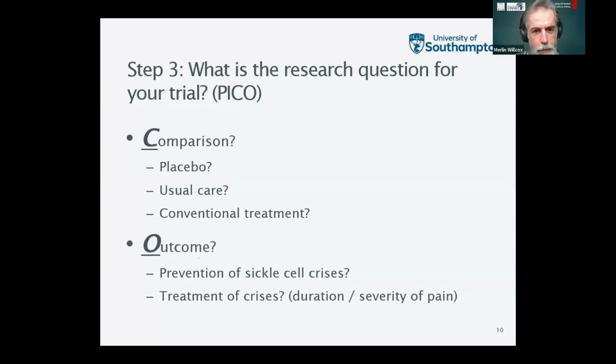And then what outcome do we want to measure? Do we want to look at prevention of sickle cell crises or treatment of crises, maybe looking at duration or severity of pain? So there could be many different research questions if we consider all the different variables for the different parts of the PICO question.